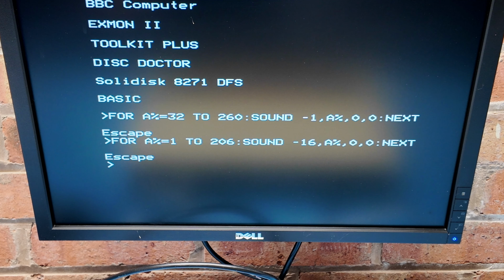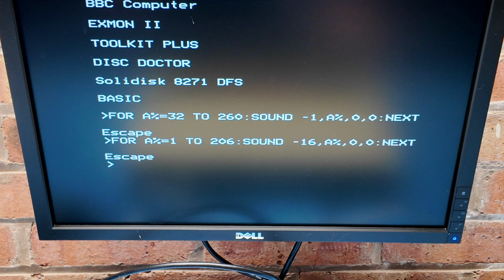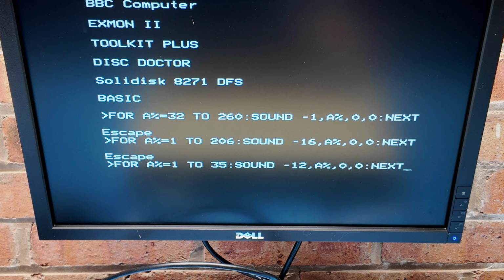In addition to that, we have another PHROM which is a talking clock, and that one comes in as -12. And it sounds like this.